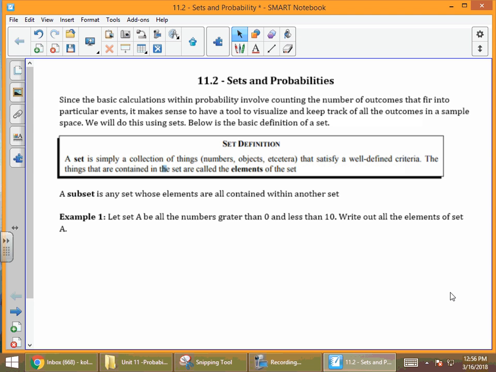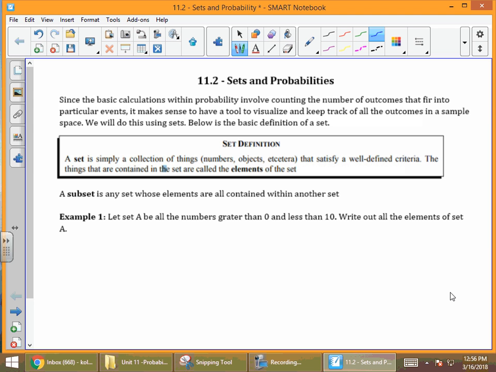And a subset, we'll look more in depth at. A subset is just a set contained within another one. So you're using a set to create a new one. You're taking things from another set to create a new set. That is a subset. So we take a look at example 1.